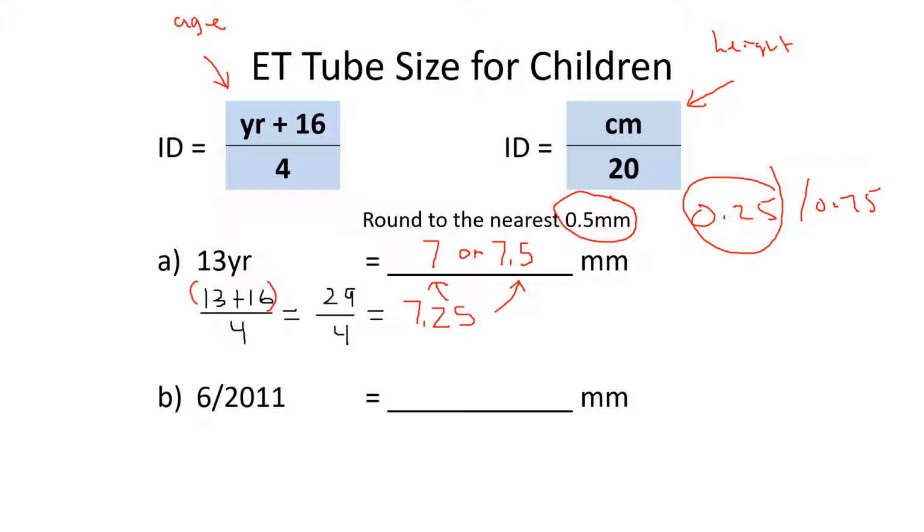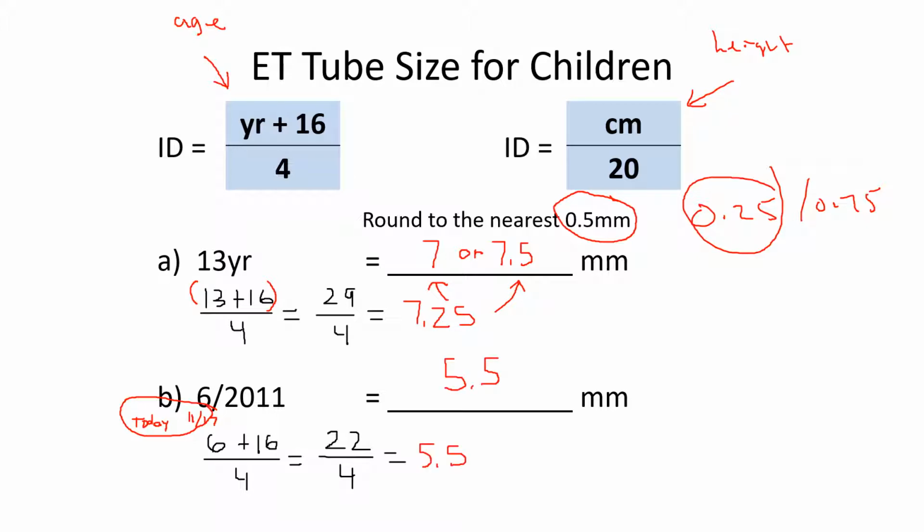6 years 11 months. So 6 months ago, this kid was 6 years old. So 6 plus 16, so 22 over 4, exactly 5.5. No rounding needed for that one.